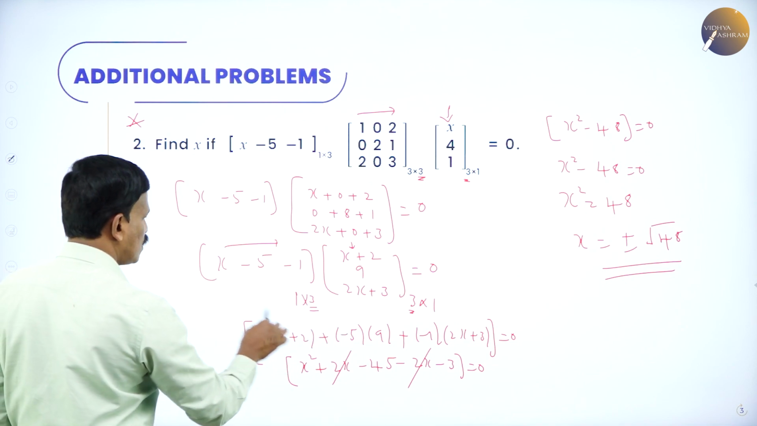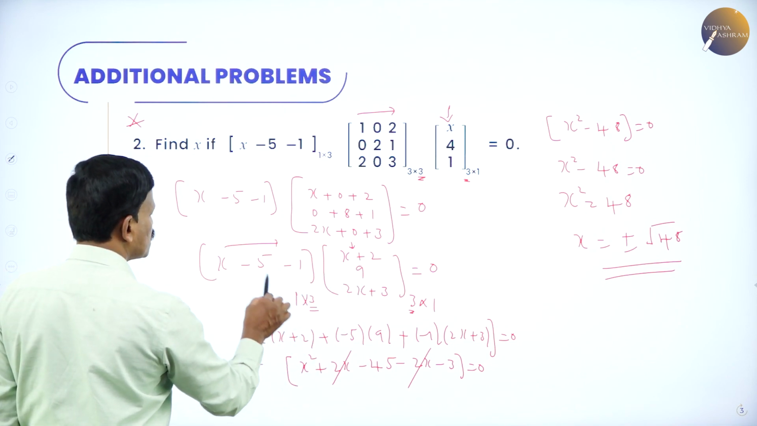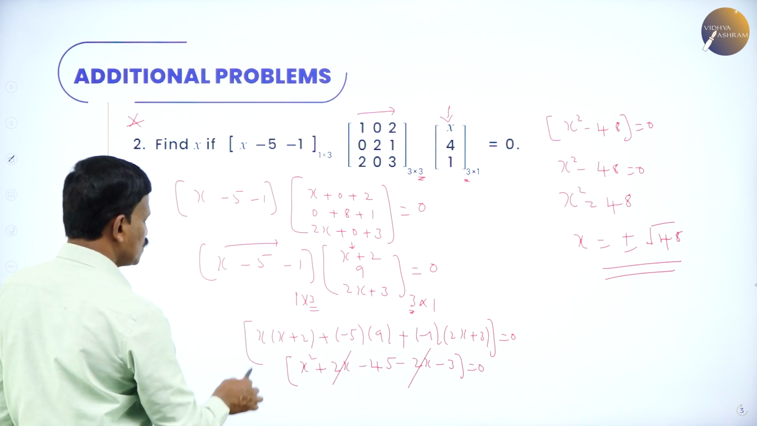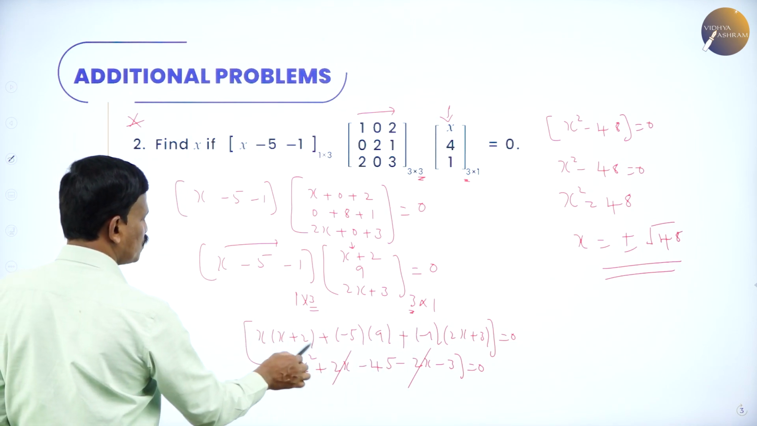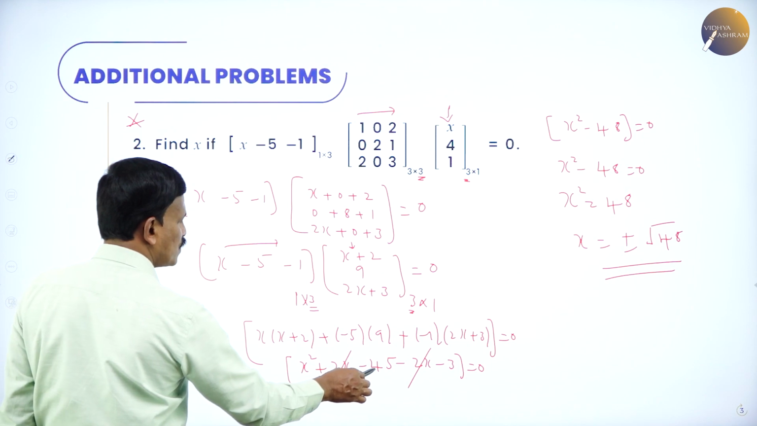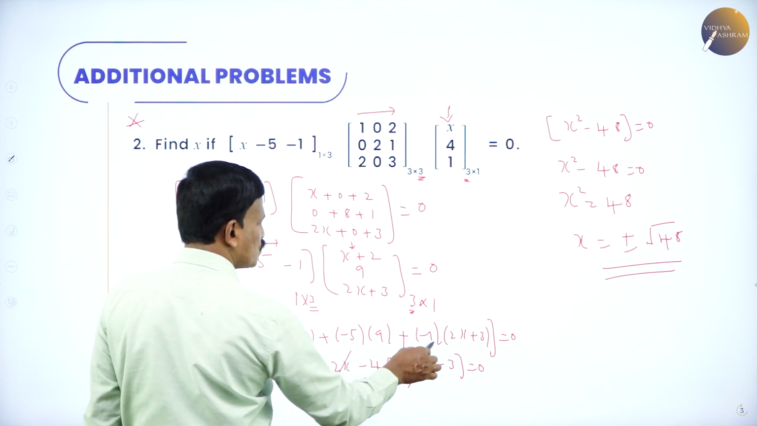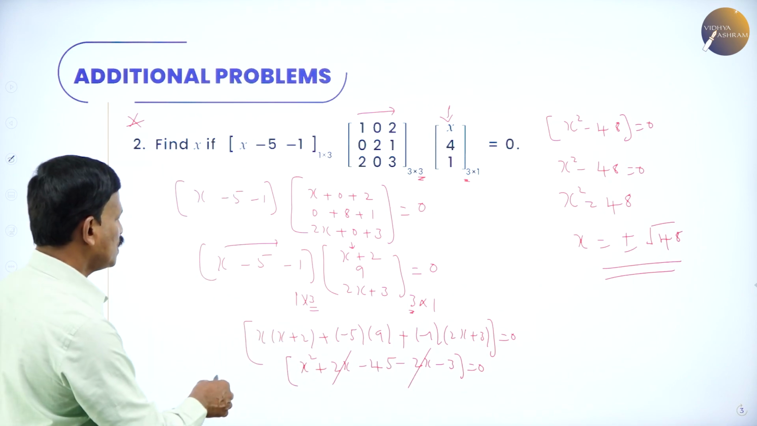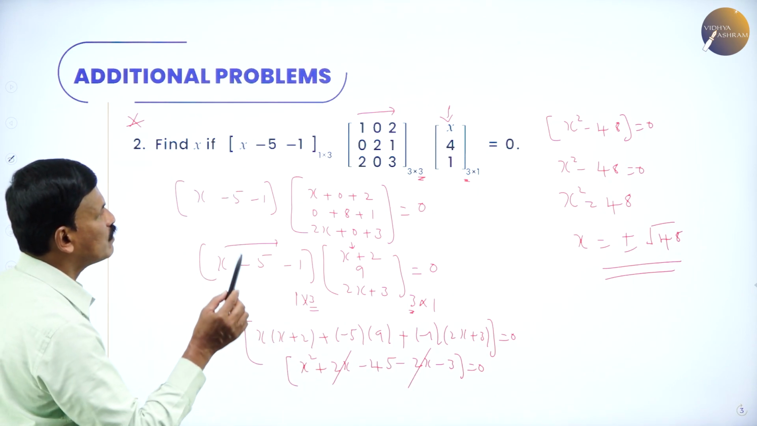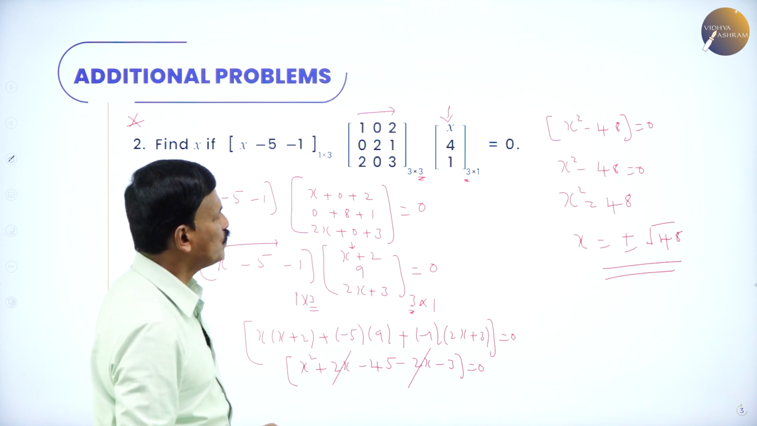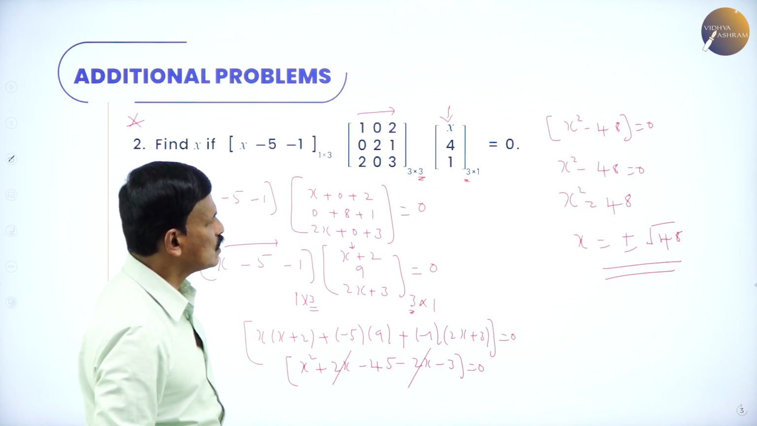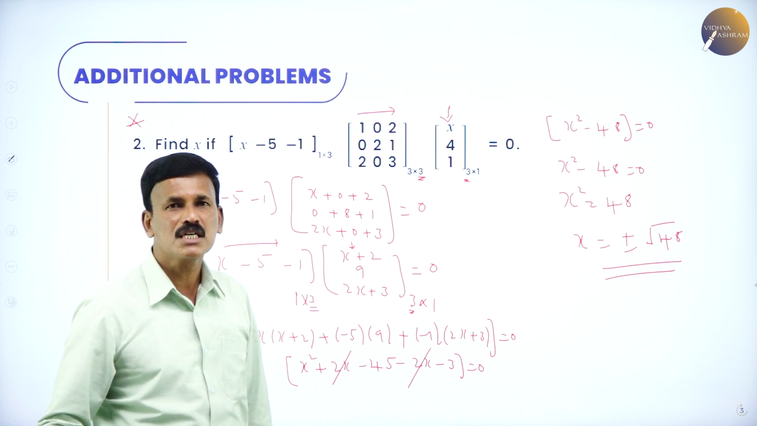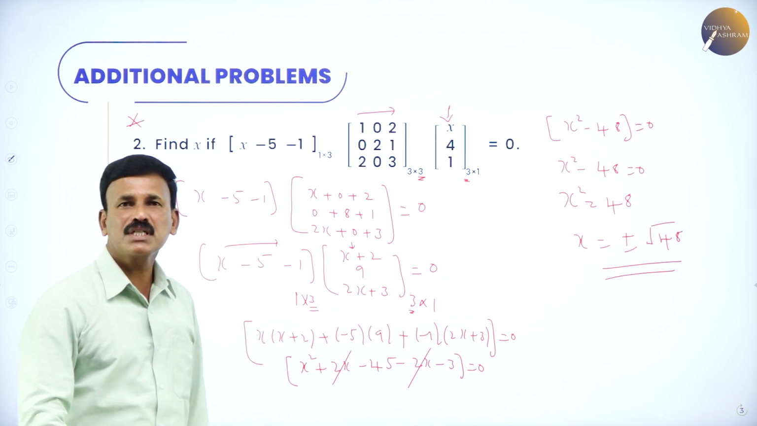First row, first column: x into x plus 2, plus minus 5 into 9, plus minus 1 into 2x plus 3. So multiply this: x into x is x square, 2 into x is 2x, minus 9 fives are 45, minus 2 into x is 2x, minus into plus minus 3, plus 2x minus 2x gets cancelled. So x square minus 45 minus 3 is minus 48, x square is equal to 48. Therefore x is equal to plus or minus root 48.